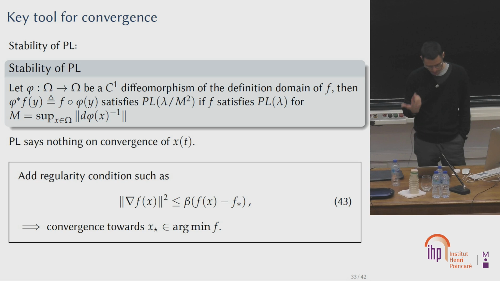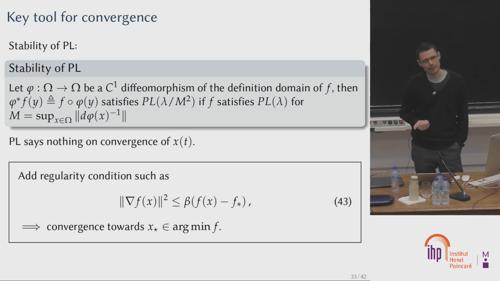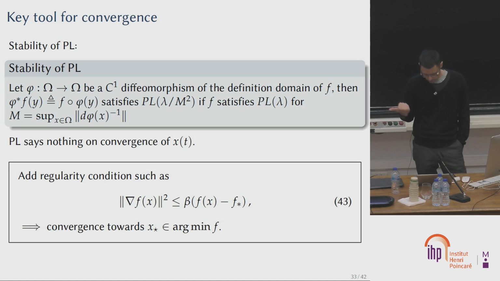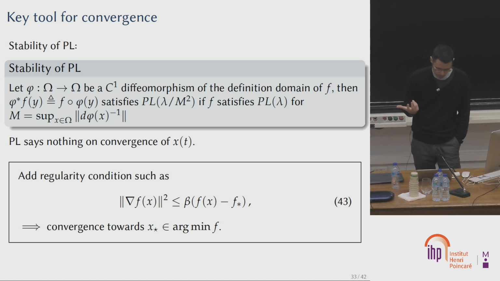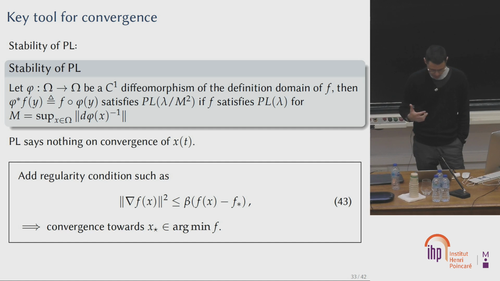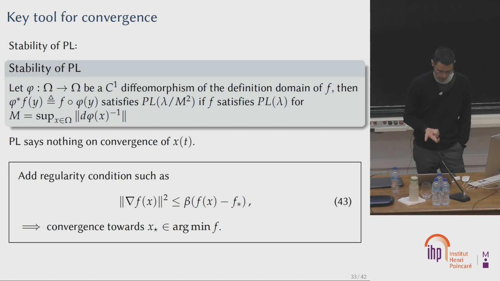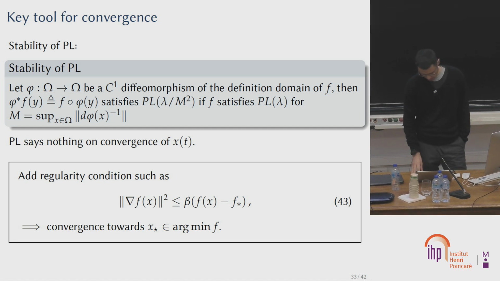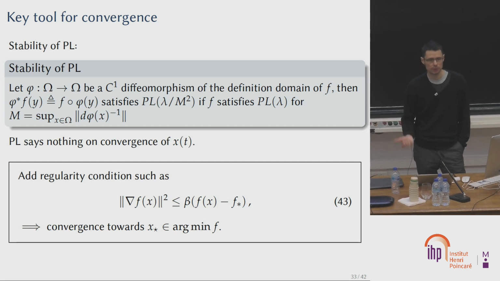But still it's interesting, in particular because you can change coordinates. And the Polyak-Lojasiewicz inequality is stable, is robust. You change the constant, but still it's robust with respect to change of coordinates, if you have a bound on the gradient of the diffeomorphism. Okay. But a priori, it doesn't tell you the convergence to the argmin. It tells you a convergence on the value.